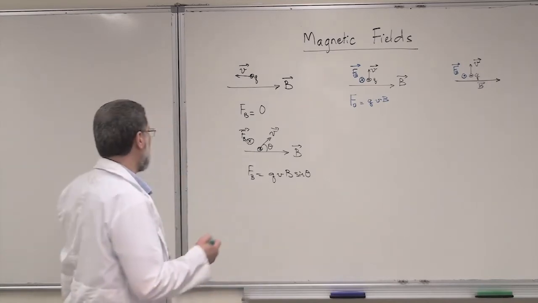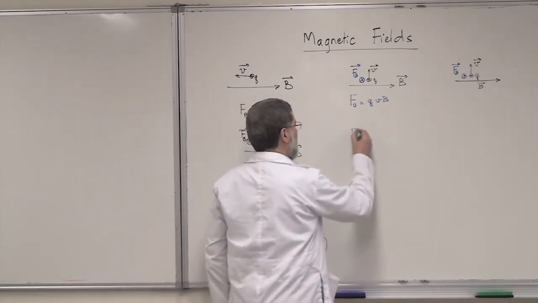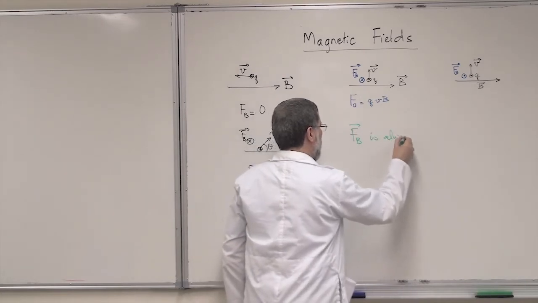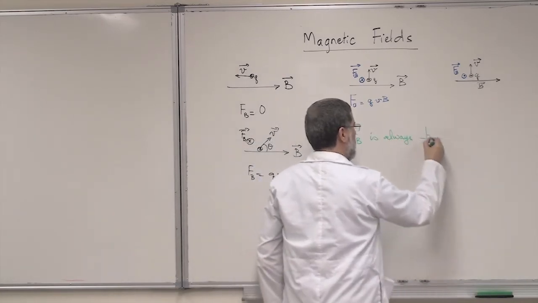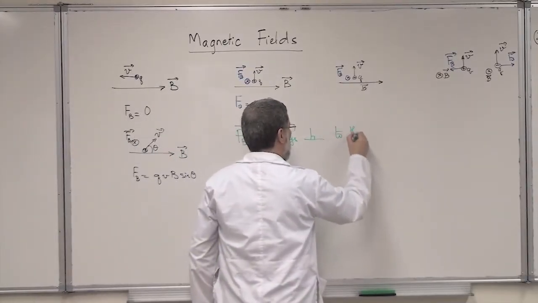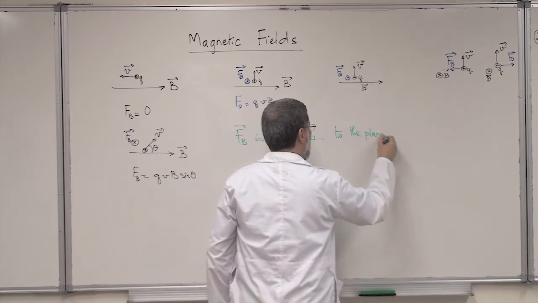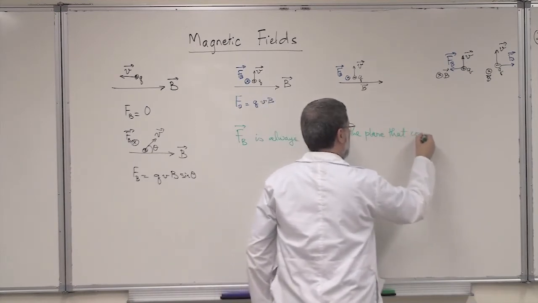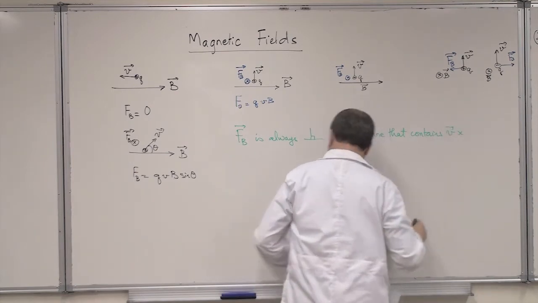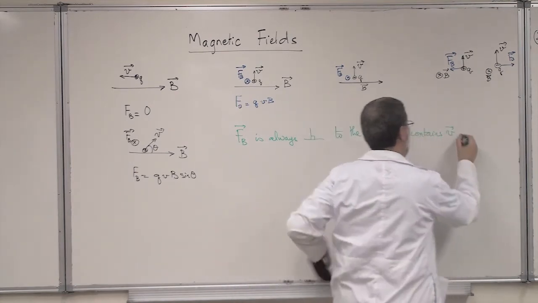So let's write this important concept here: the force FB, as a vector, is always perpendicular. You see perpendicular here? Perpendicular to the plane that contains V and B.